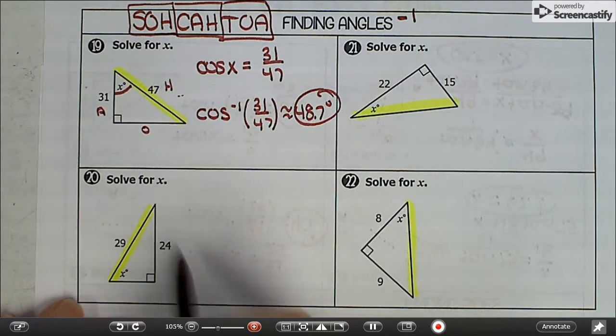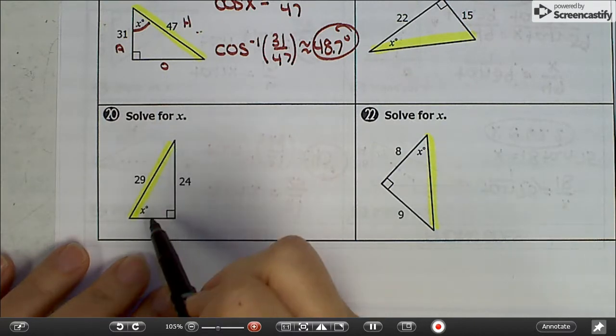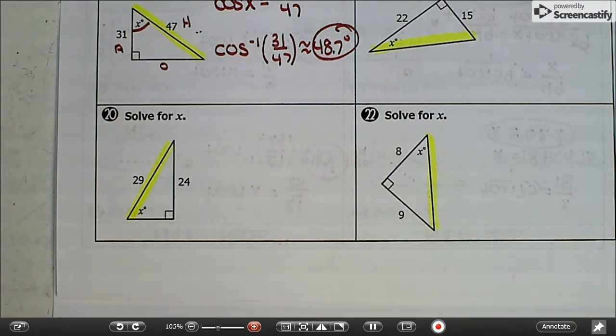All right, I want you to take a minute and see if you can figure out what this one is. So pause the video, see if you can figure out if it's sine, cosine, or tangent, and then turn it back on to see what we picked.